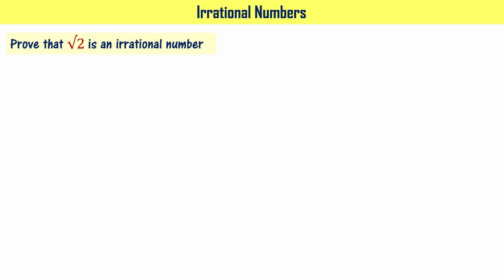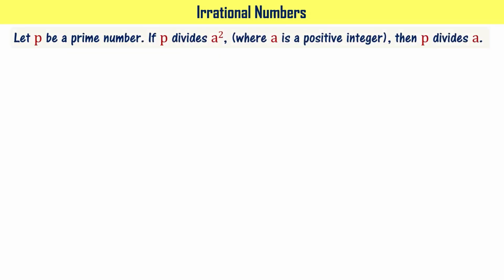Let's prove that root 2 is an irrational number. Prior to doing this, I would like you to understand some concept. Let p be a prime number. If p divides a square, then p divides a. This is a statement. Let's try to understand this statement now. Let a be any positive integer. A is a positive integer.